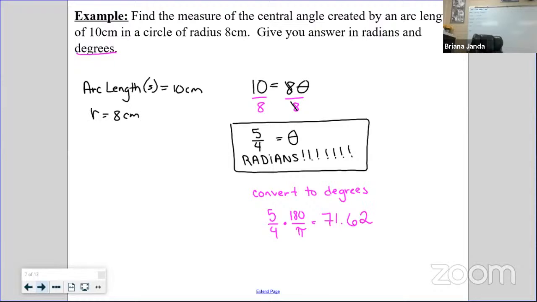Okay, so that is 3 decimal places actually, because the 9 would have rounded up, right? Okay. Degrees. There is your second answer.